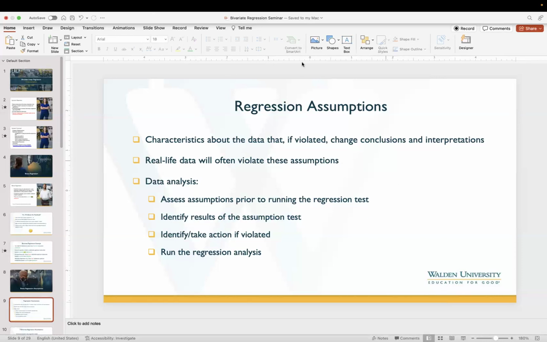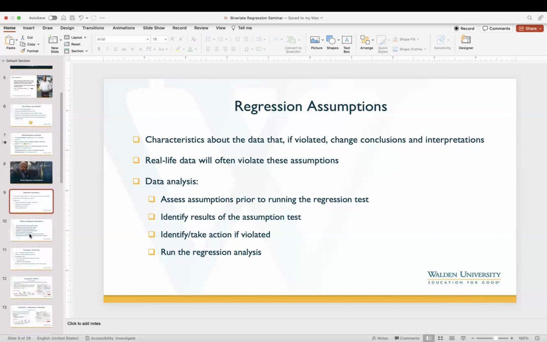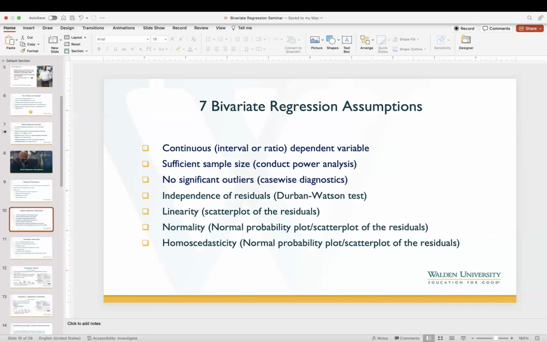Remember, we have a test, and we need to make sure that the data meets those assumptions, okay? And we assess those assumptions when we collect the data. Now, what are these assumptions? There's 7 of them for the binary regression.